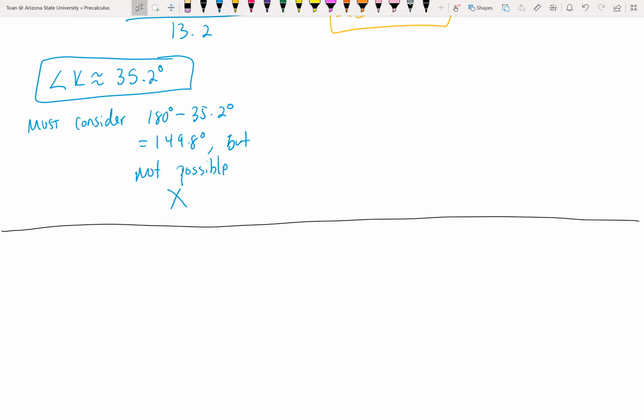I do have a last example here, just as a word problem, because I always want to include at least one word problem in these notes. So let's just do this quickly and see the logic behind it.